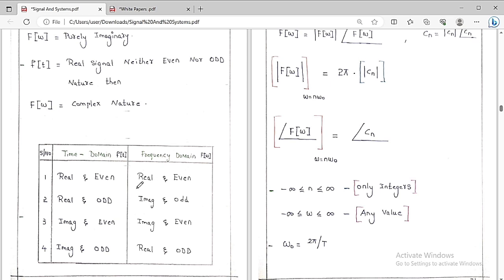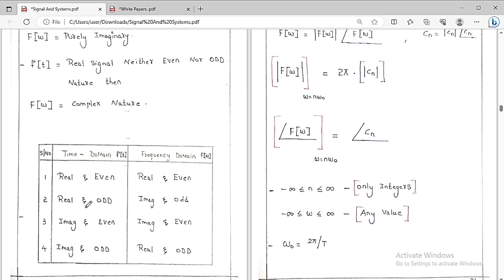Suppose f(t) is real as well as odd, then what is going to happen? I already told you, if f(t) is real and odd, then F(ω) is purely imaginary. Purely imaginary means that the imaginary part of F(ω) is of odd nature. So it will be odd nature.